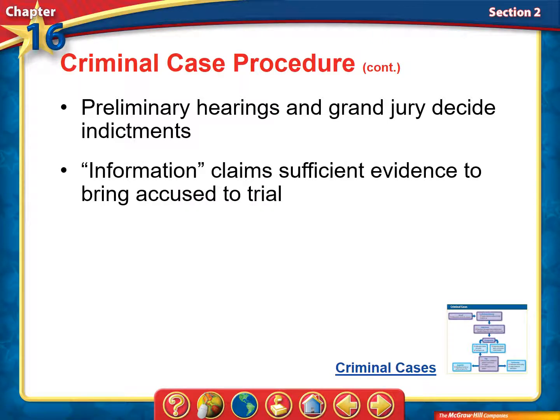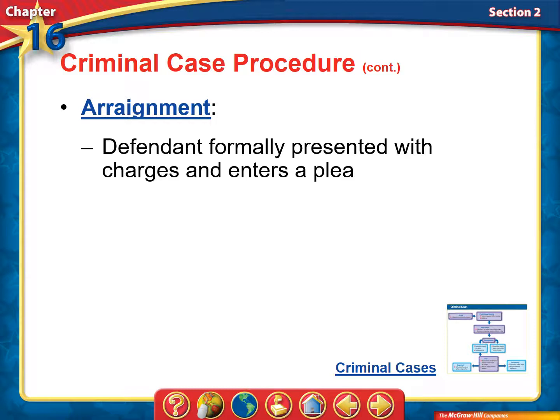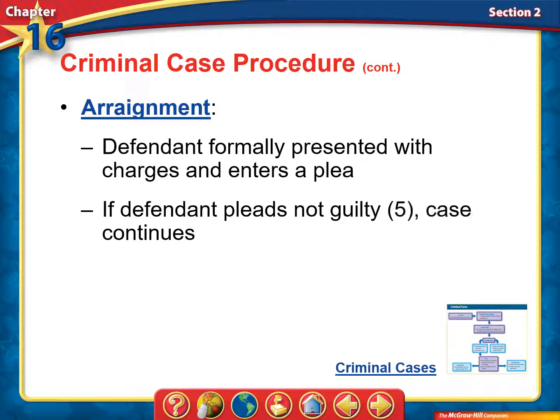Next, the process of information is where enough evidence to bring this to court must be provided. Next, there's going to be an arraignment. An arraignment is a hearing in which a suspect is charged and either pleads guilty or not guilty, in which case the defendant can be formally presented with charges. They enter a plea. If they plead not guilty, the case continues. If they plead guilty, the judge issues the sentence and it's over.